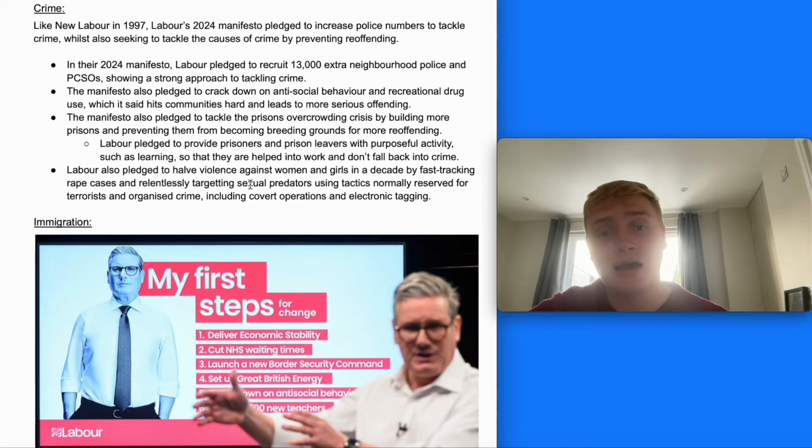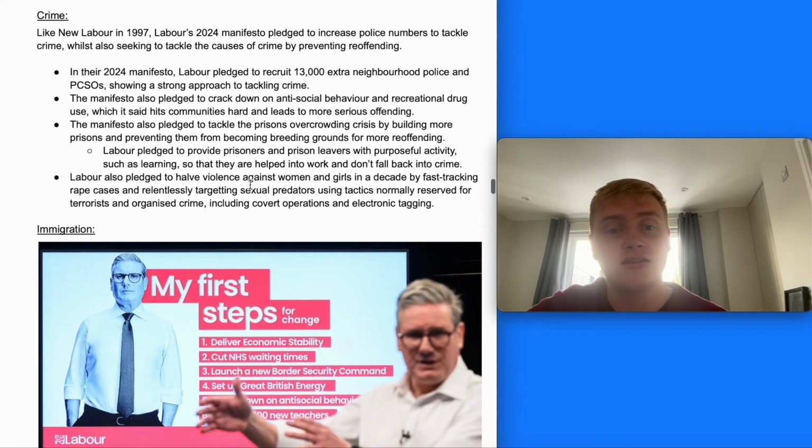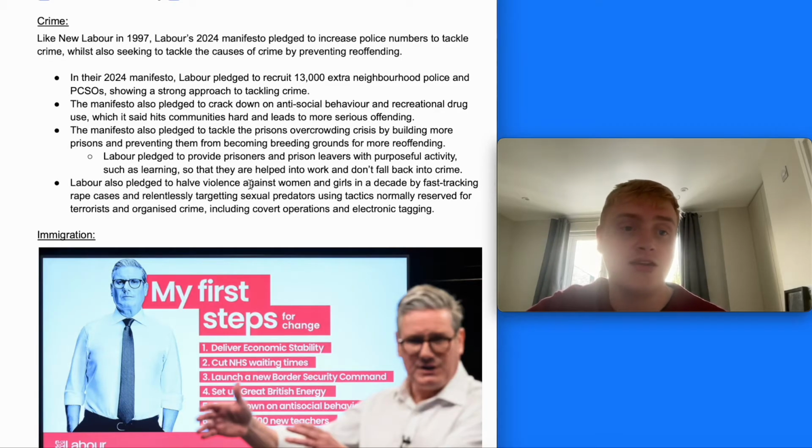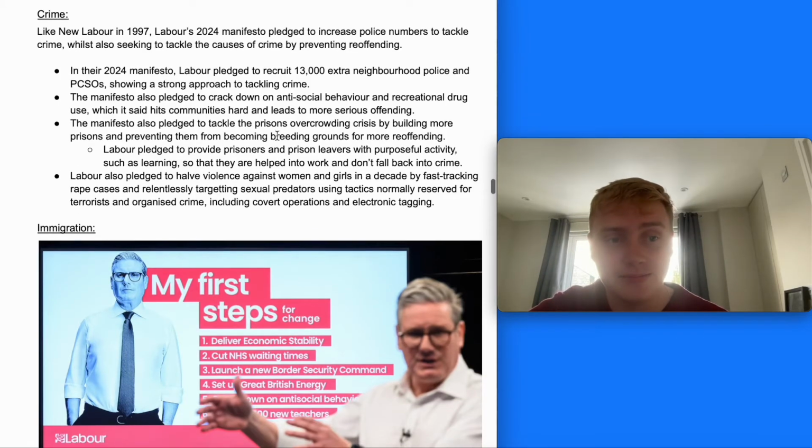They also pledged to crack down on antisocial behaviour and to tackle the prisons overcrowding crisis by building more prisons and preventing them from becoming breeding grounds for more reoffending. And crucially, they also pledged to halve violence against women and girls in a decade by fast-tracking rape cases and relentlessly targeting sexual predators using tactics normally reserved for terrorists and organised crime, including covert operations and electronic tagging.